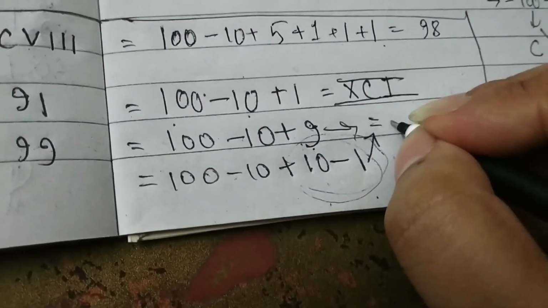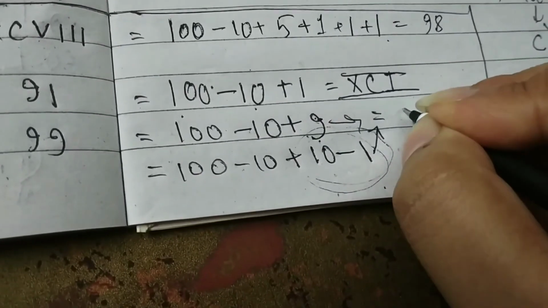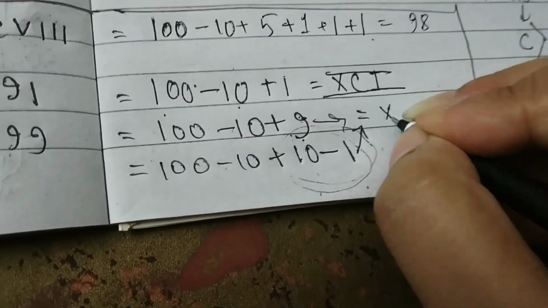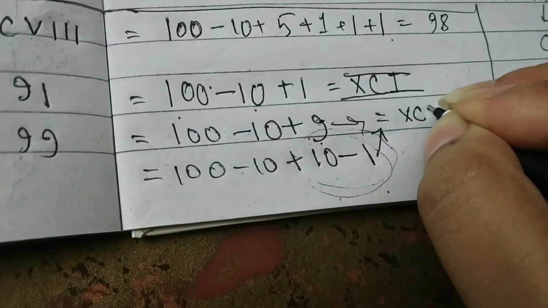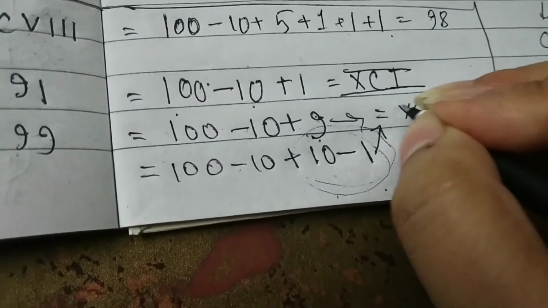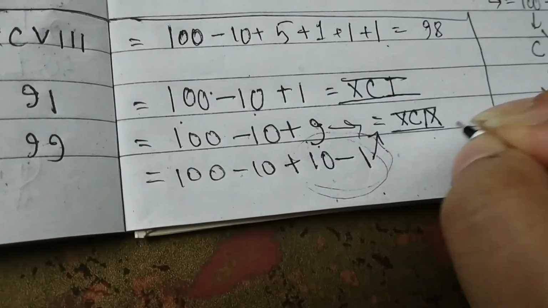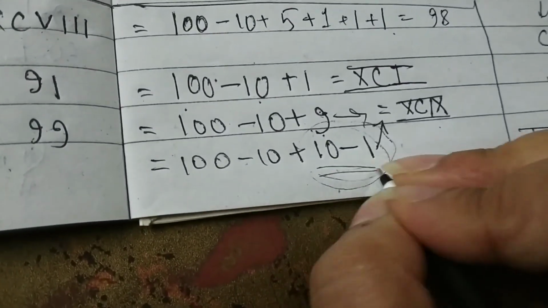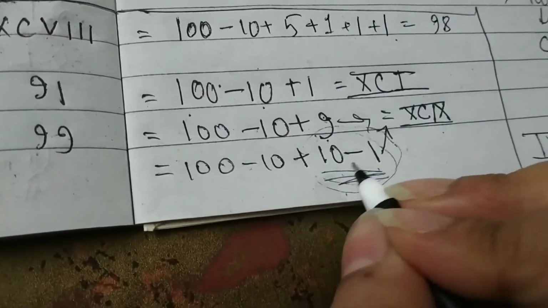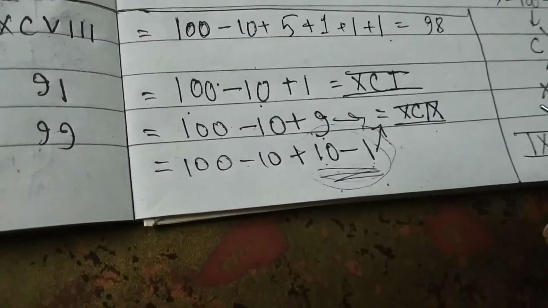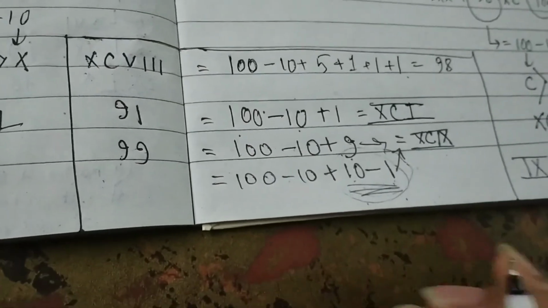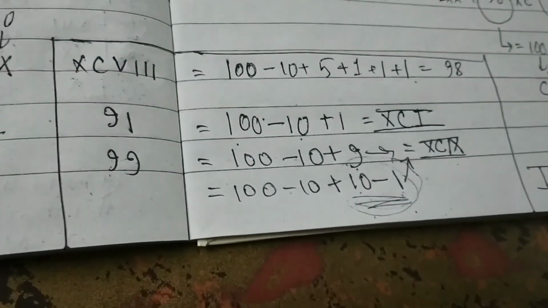But if you can't remember how 9 is written, then always break it up. So 100 minus 10, it's going to be XC, and if you know 9, you can write it as 9. If you don't know 9, then you can refer to this, that is 10 minus 1. So 10 is X, 1 is I, so IX. This is how the conversions will take place.